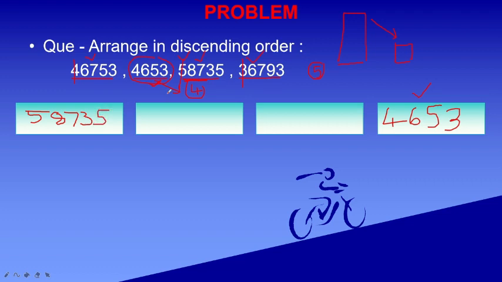Okay, then after this number, which will be the higher, 4,600 or 3,600? Naturally 4,600. So you write here 4, 6, 7, 5, 3. And in the third place we will write 3, 6, 7, 9, 3. Okay, so in that manner we can solve the problem based on the descending order and ascending order.